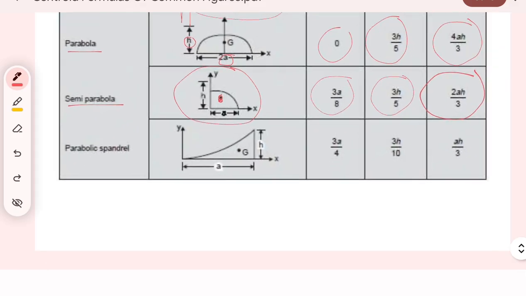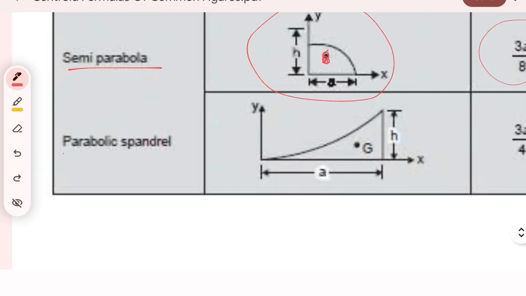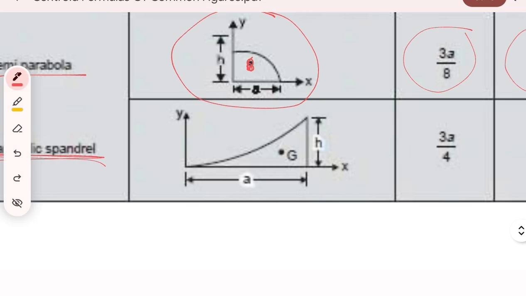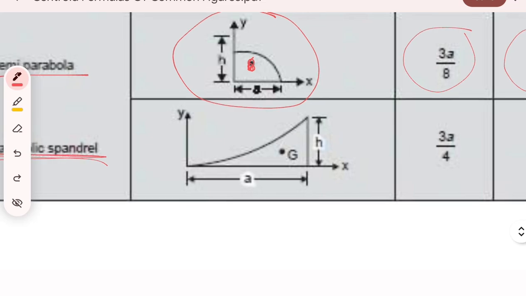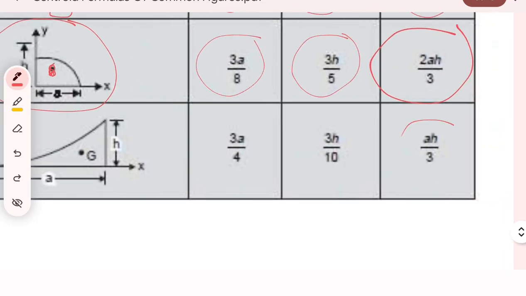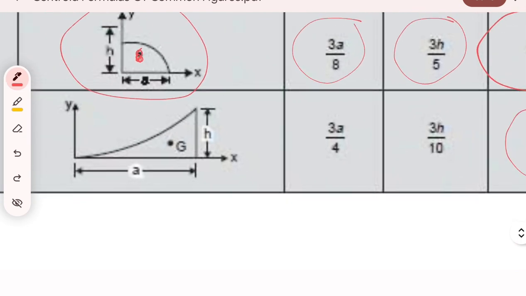And finally, we have this shape, a parabolic spandrel. A parabolic spandrel looks like this. That's a parabolic spandrel. The area of a parabolic spandrel is ah over 3. A is here, usually that is given. H is also given, so ah divided by 3. The location of the centroid of the spandrel along the x and along the y are 3a over 4 and 3h over 10.